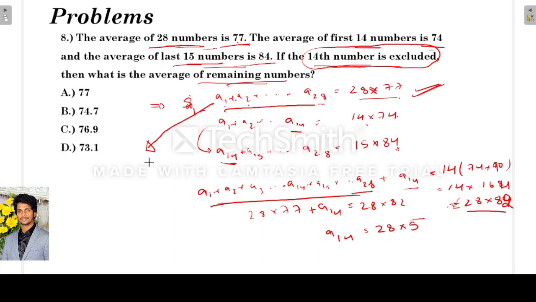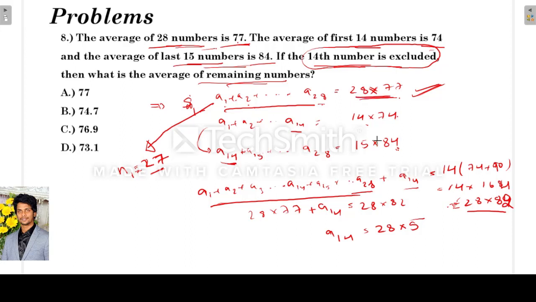So from 28 numbers, if the 14th number is excluded, then the new N1 becomes 27, because there are a total of 27 and they are asking us to exclude the 14th number. So the new number of elements will be 27. So what is the new sum then?